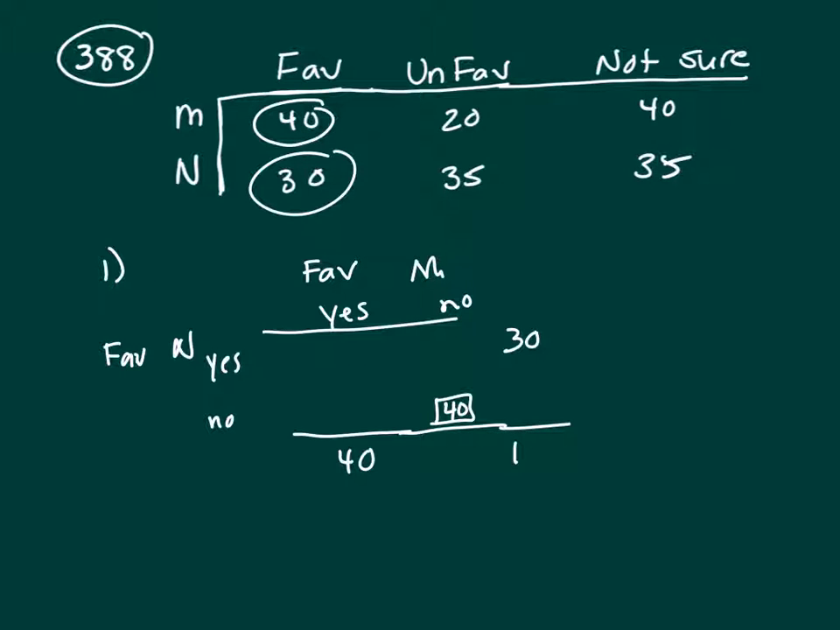Now we know there was 100 candidates. And so that means this number has to be 70. I'm kind of back substituting. Once again, what am I trying to find? I'm trying to figure out what was the number of voters who responded favorable for both. So that would be this spot here. Favorable for both would be yes and yes.